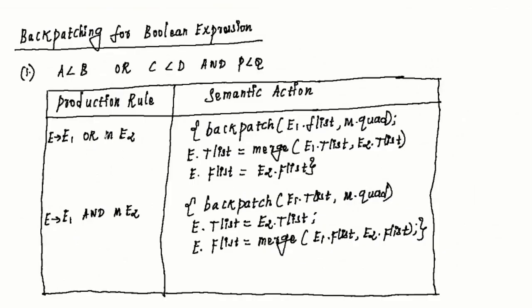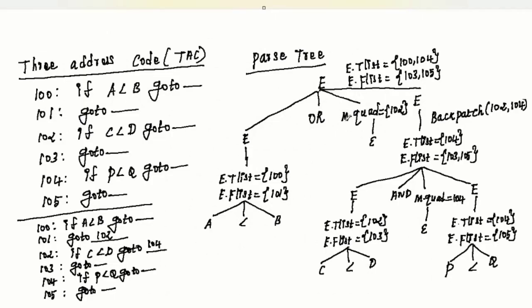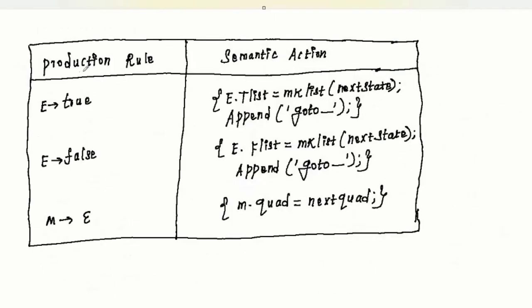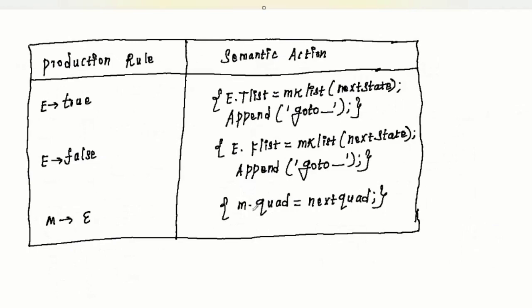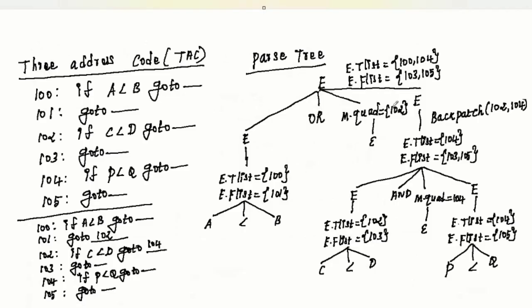The OR operation contains the production rule E tends to E1 or M E2. The semantic actions are given. In the given parse tree we have to write the next quadruple value. See the production rule M tends to epsilon, M dot quadruple equal to next quadruple. The next quadruple value, with true list 100 and false list 101, is going to be 102. So write M dot quadruple equal to next quadruple value 102.